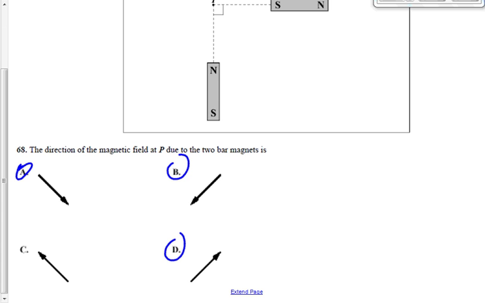Clearly, all 3 of them aren't correct. Wouldn't it be funny if C was the correct one? No, it wouldn't really be funny at all, actually. It'd be a little depressing. We want to find the direction of the magnetic field at point P due to the other 2 bar magnets.